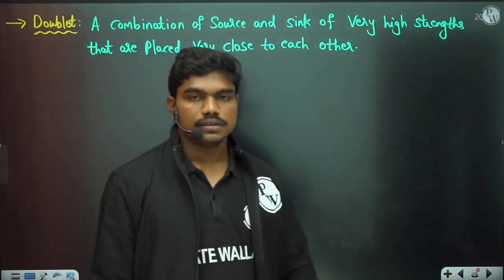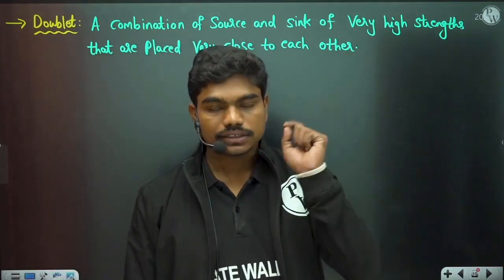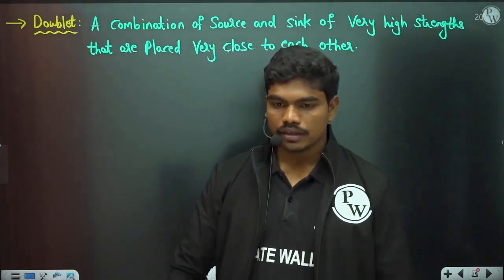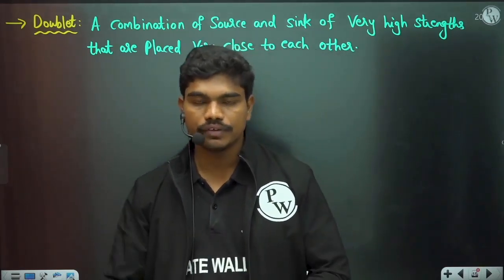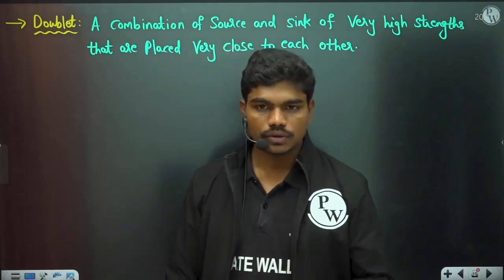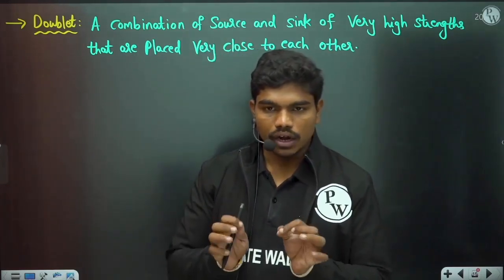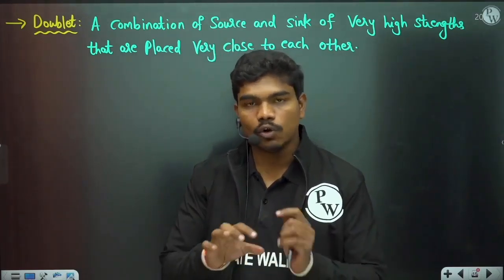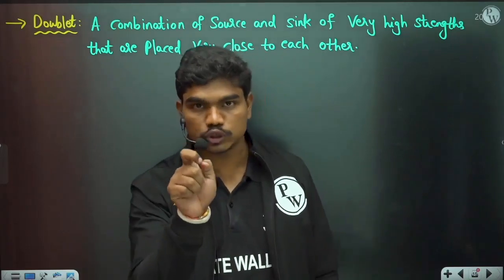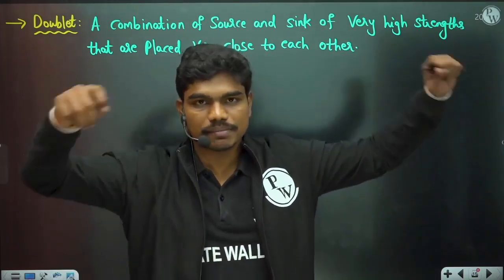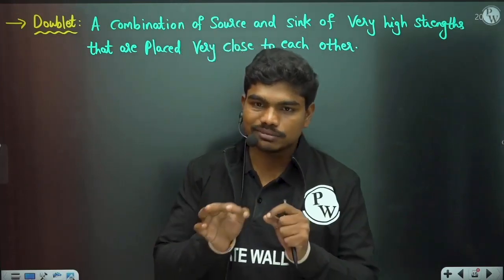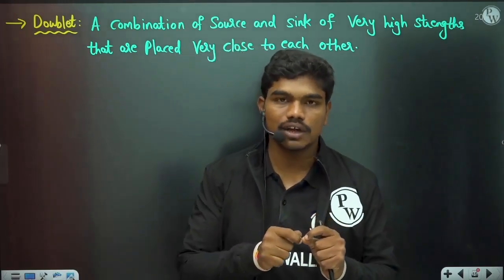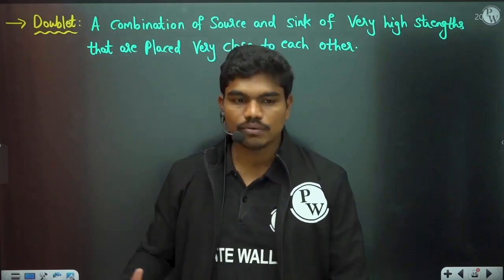Look, this statement is very important, because there is some other thing which is also called the Rankine oval, which we will see hopefully in the next lecture. We can call the combination a doublet only when they are placed very close to each other. If the distance between them is very far, then you cannot call that a doublet. The distance between them should be very small. Only in such a case can you call that a doublet. So let us see what a doublet is.